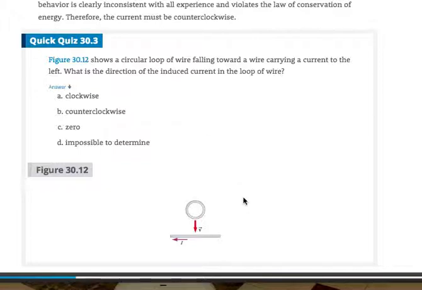So here, this is where it gets into Lenz's law and the directionality. This shows a circular loop of wire falling toward a wire carrying current to the left. What is the direction of the induced current? Well, this current is going this direction, which means that the magnetic field right above it is going into the page right here. That means as this approaches, it's getting more and more magnetic field going into the page, which means it is going to try to induce a current in this wire that would try to come out of the page.